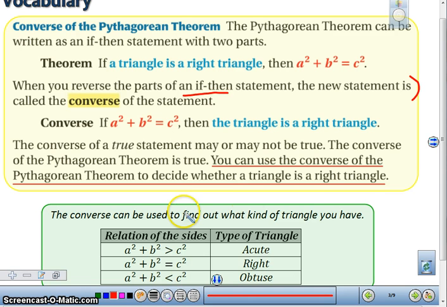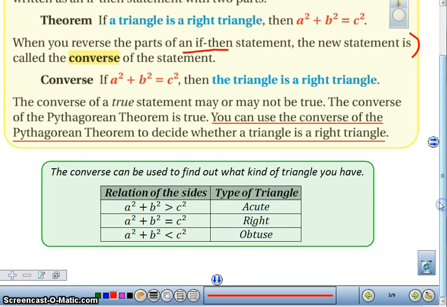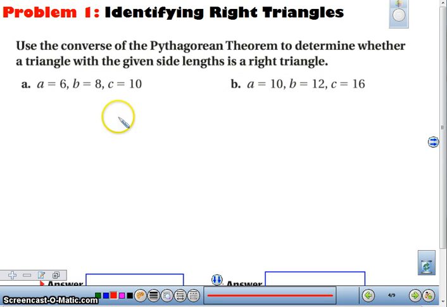The converse may or may not be true. The converse of the Pythagorean theorem is true. Then we can use the converse to decide what kind of triangle it is if it's not a right triangle. If a squared plus b squared is greater than c squared, it's an acute triangle. If a squared plus b squared equals c squared, you have a right triangle. And if a squared plus b squared is less than c squared, it's obtuse. Our main focus is generally just checking if it is a right triangle. It's nice to know those other two, but I'm not going to ask you to write that. So, identifying if it's a right triangle.